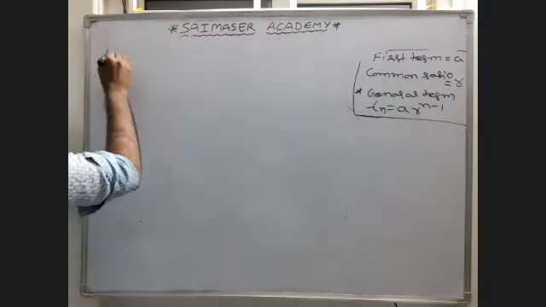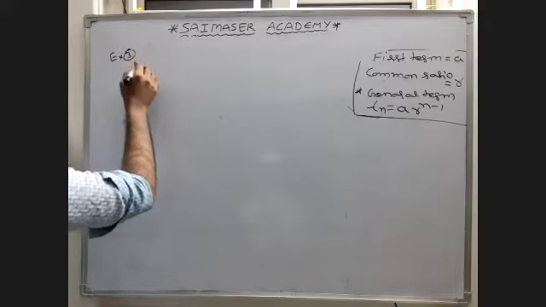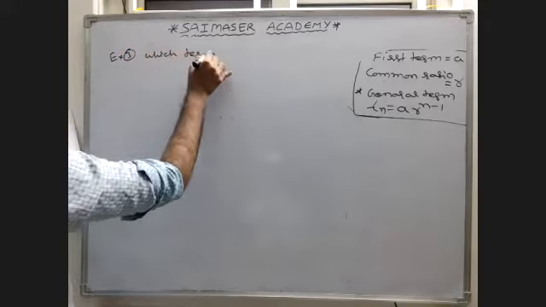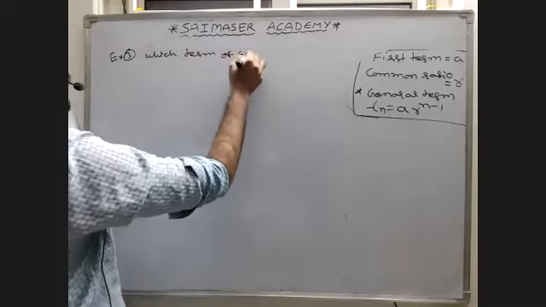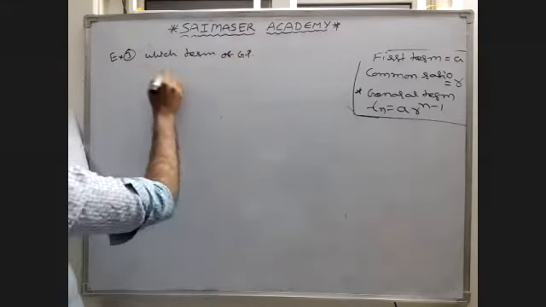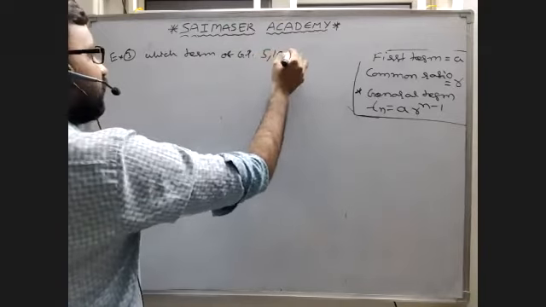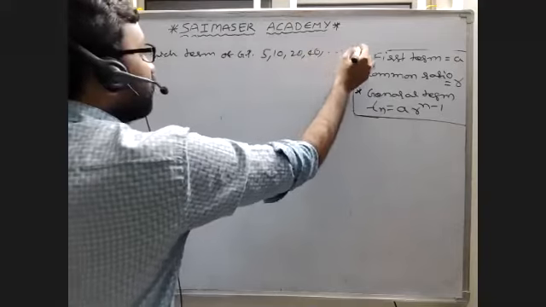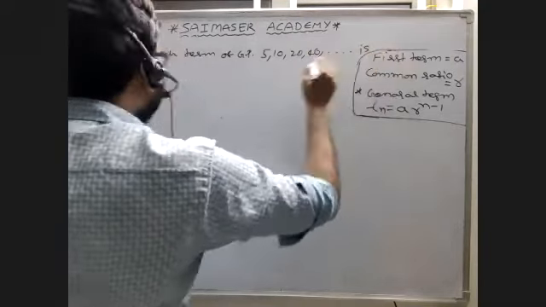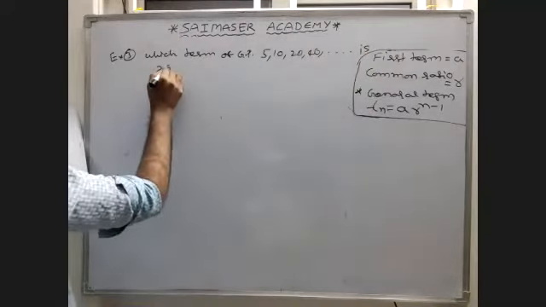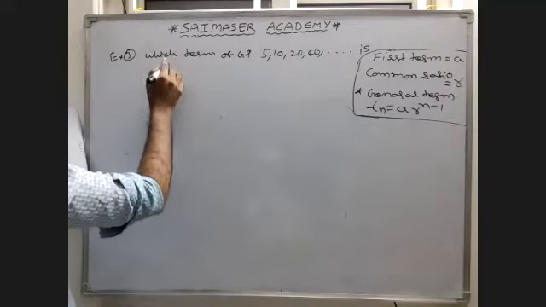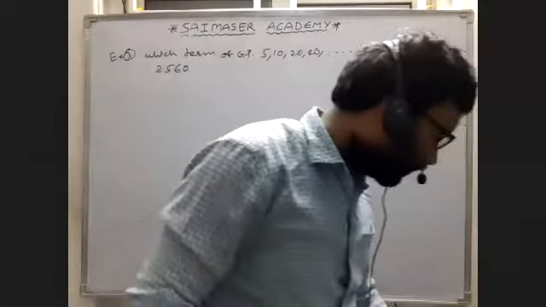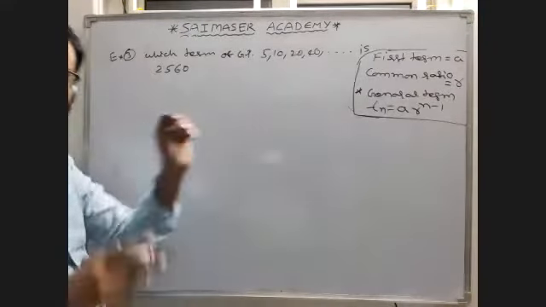Question, example 3. What is that example 3? Which term of the GP 5, 10, 20, 40, and so on is 2560? So, a very easy question. This type of question you also have to understand.